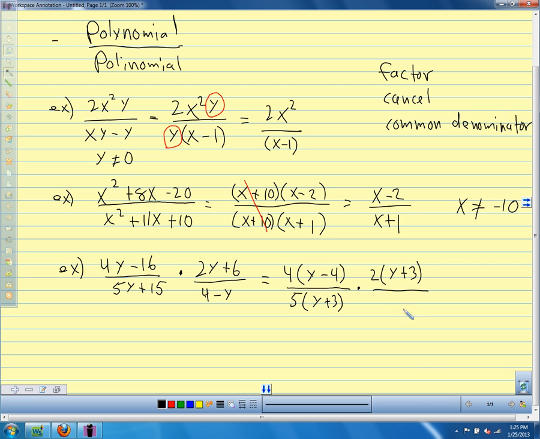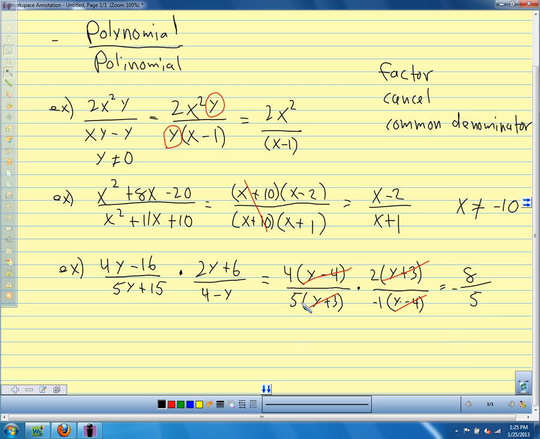And what could I factor out of this one? How about a negative 1? I'm going to factor out a negative 1, and I get a y minus 4. And everything with the y cancels. I have a y plus 3 and a y plus 3. That cancels, that cancels, that cancels, that cancels. And I get 4 times 2 is 8 over negative 5. So I get a negative 8/5.